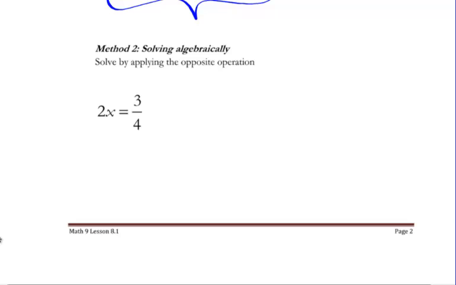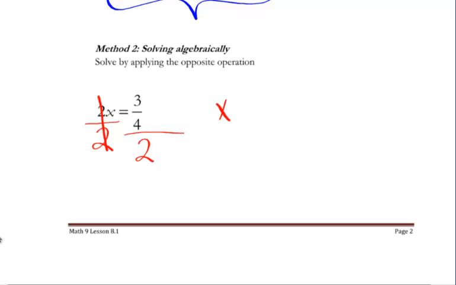Now, this is the method that I prefer. If we want to solve it algebraically, and this is the direction that we're moving, we have 2 times x equals 3/4. Well, the inverse operation of multiplication is to divide. So we divide by the numerical coefficient. 2 divided by 2 is 1. And then we divide the 3/4 by 2.